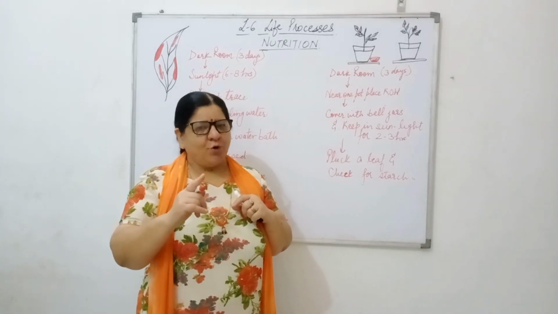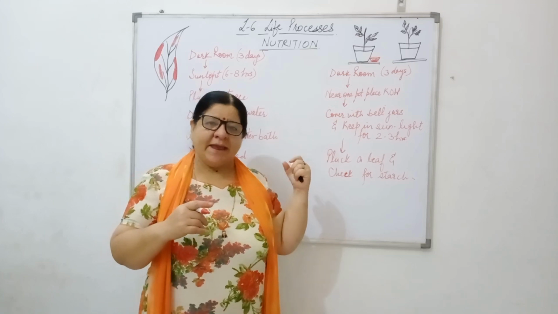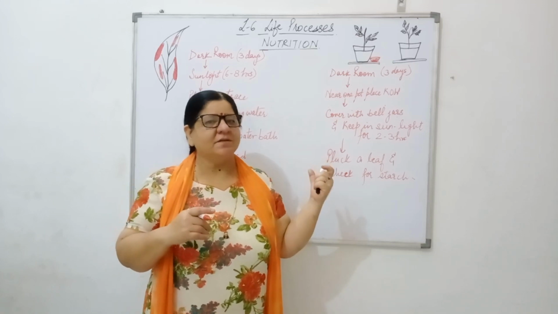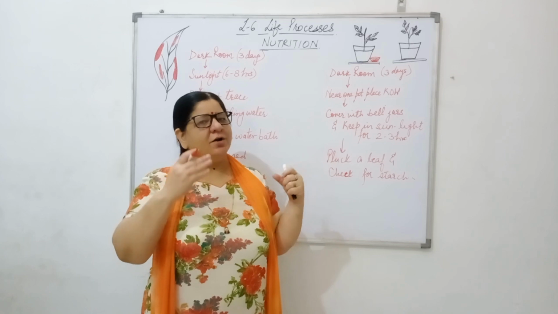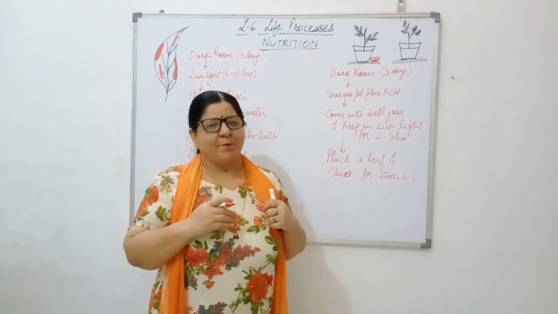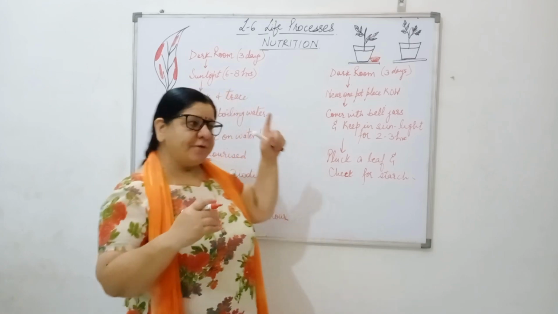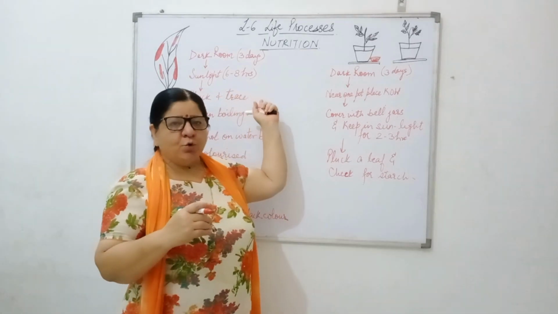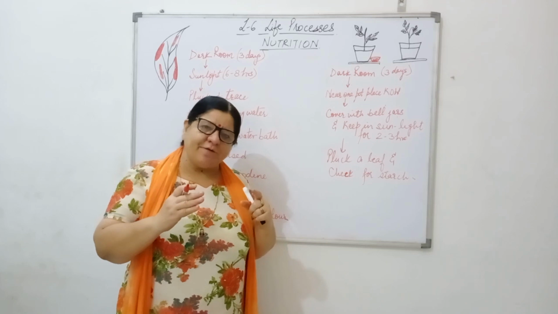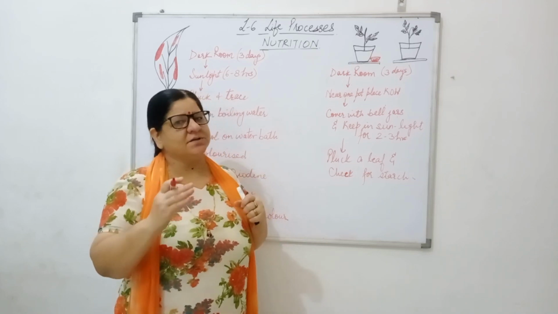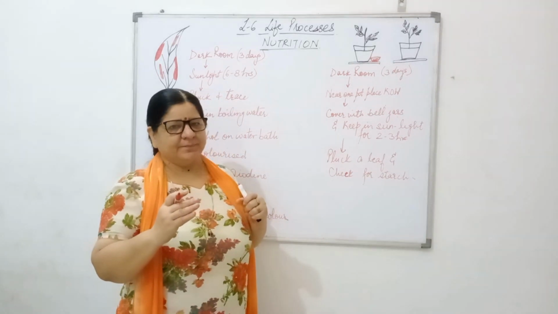So today we are going to do a few activities, a few experiments to prove that all 4 conditions are important for the process of photosynthesis. The first activity we'll do is to show that chlorophyll is necessary for the process of photosynthesis.